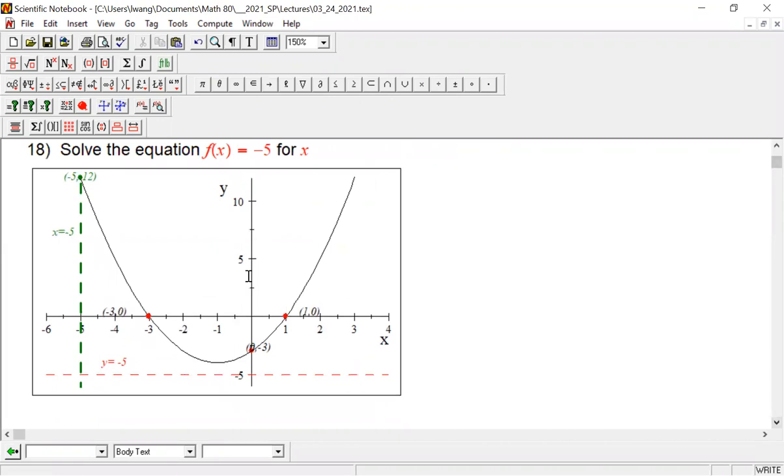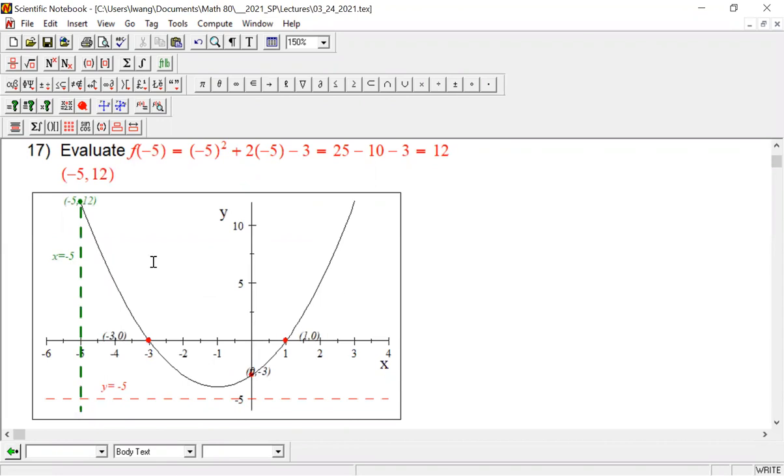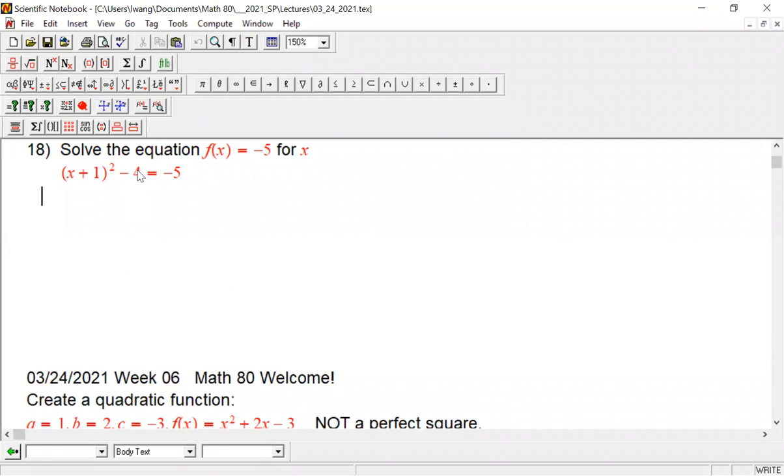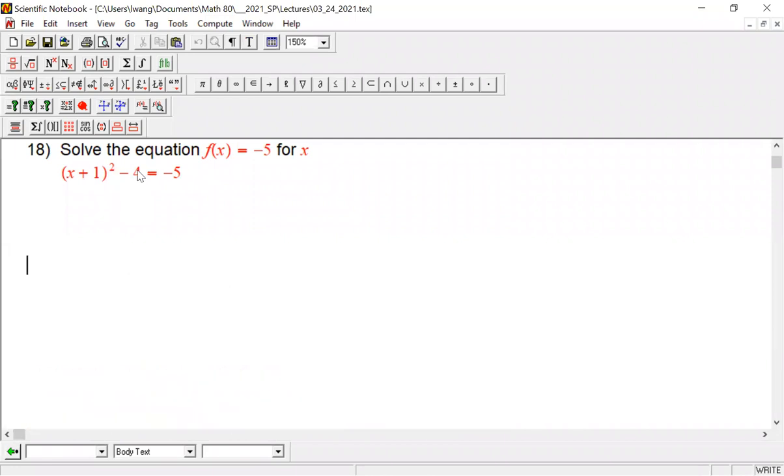And next, we're going to look at the other points. What if we follow the routine of doing f of x equals -5? We're still going to choose the perfect square form: x plus 1 squared minus 4 equals -5. What do we get? We add 4 on both sides, and we get -1 on the other side.